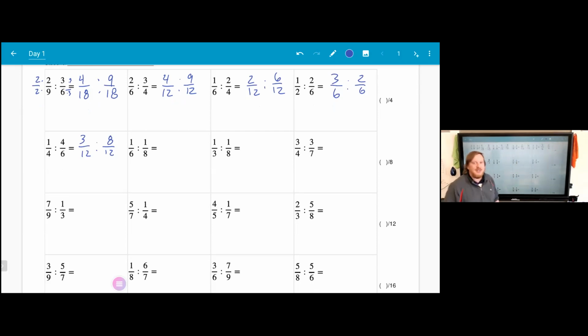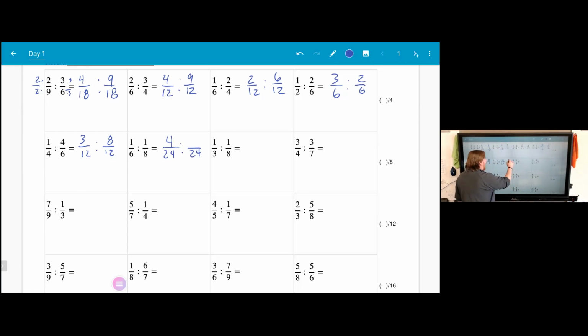6 and 8. Oh, here's a good one. How about 24? 24. Thank you, Mr. Gubino. There we go. He's my partner helping me out here. How do I get from 6 to 24? Well, I multiply by 4. 1 times 4 does happen to be 4, and 6 times 4 is 24. How do I get from 8 to 24? Multiply top and bottom by 3.